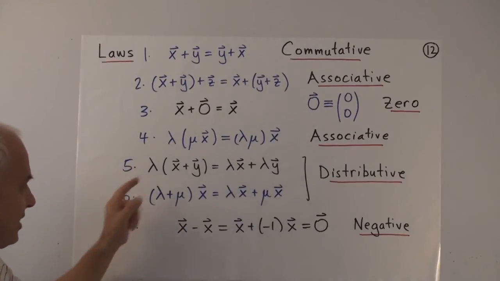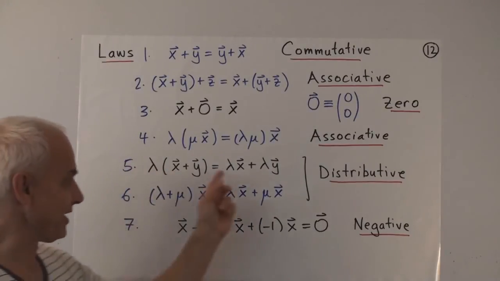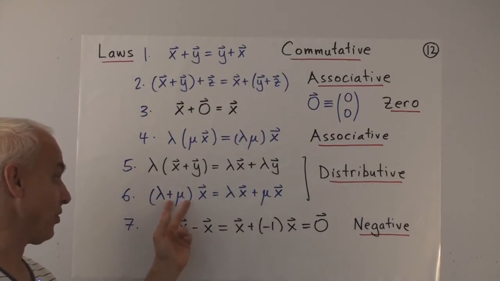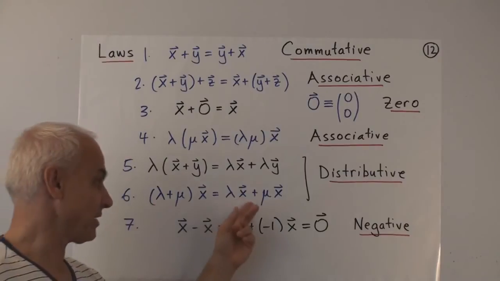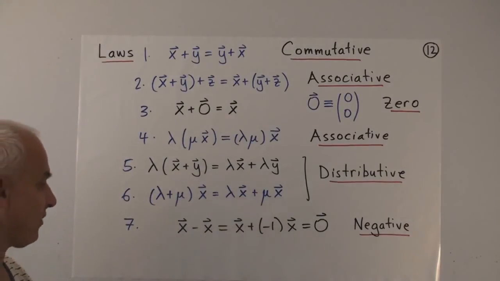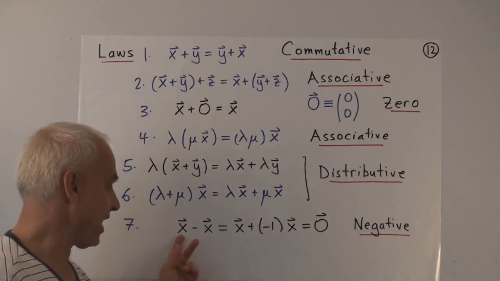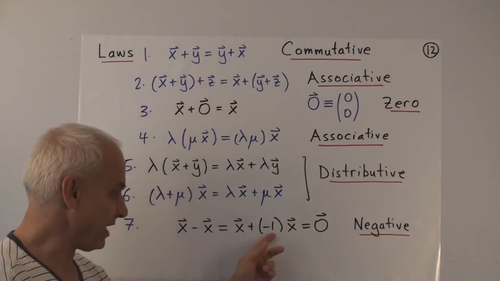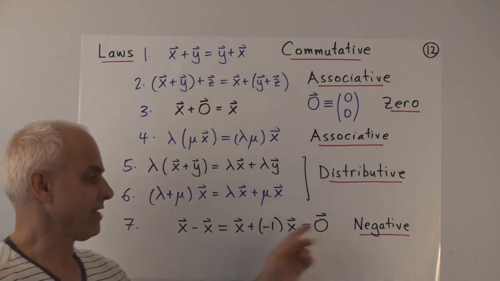There are two distributive laws. Lambda times x plus y is lambda x plus lambda y. And if we take two scalars, lambda plus mu times x, that's the same as lambda x plus mu x. And finally, there's a kind of negative law that tells us that if we take a vector x and we subtract it, which is the same as adding minus 1 times x, then we're going to get the zero vector.